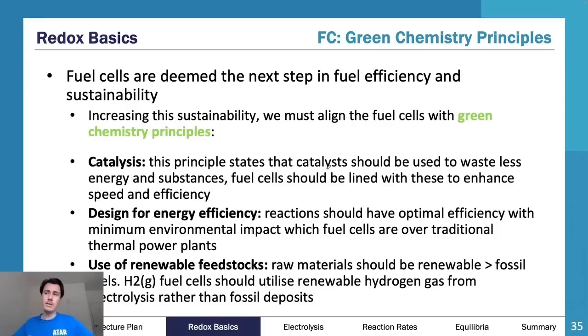I've discussed three of them that I believe apply here: catalysts, design for energy efficiency, and use of renewable feedstock. You can have a read through these if you'd like, but these are just suggestions of how you would go about discussing the green chemistry principles in terms of fuel cells. They're not set in stone, and they're not the answer you must give in an exam. These are just what I suggest would be appropriate answers, and how you would relate them to hydrogen fuel cells.